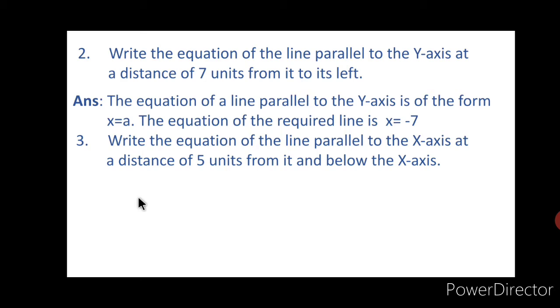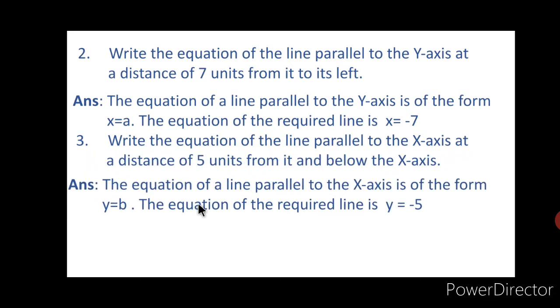Then the third question is, write the equation of the line parallel to the x-axis at a distance of 5 units from it and below the x-axis. Here the equation of the line which is parallel to the x-axis is in the form y is equal to b, and it is at a distance of 5 units below the x-axis. Therefore the equation becomes y is equal to minus 5.